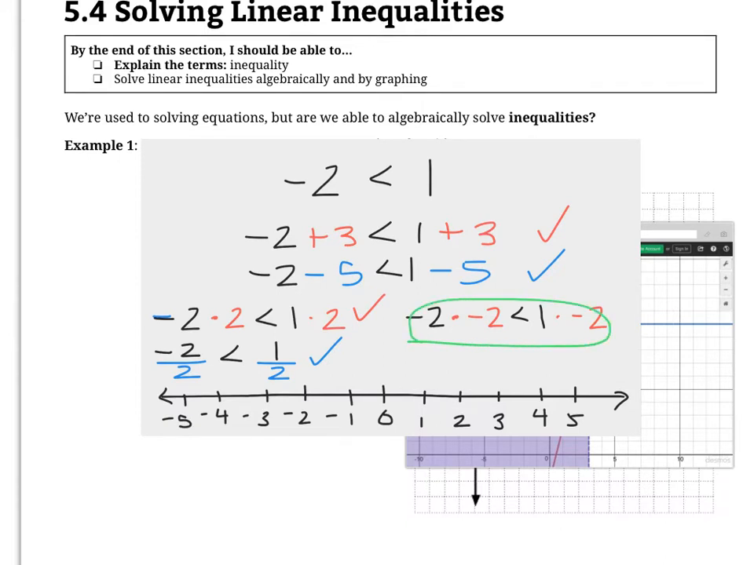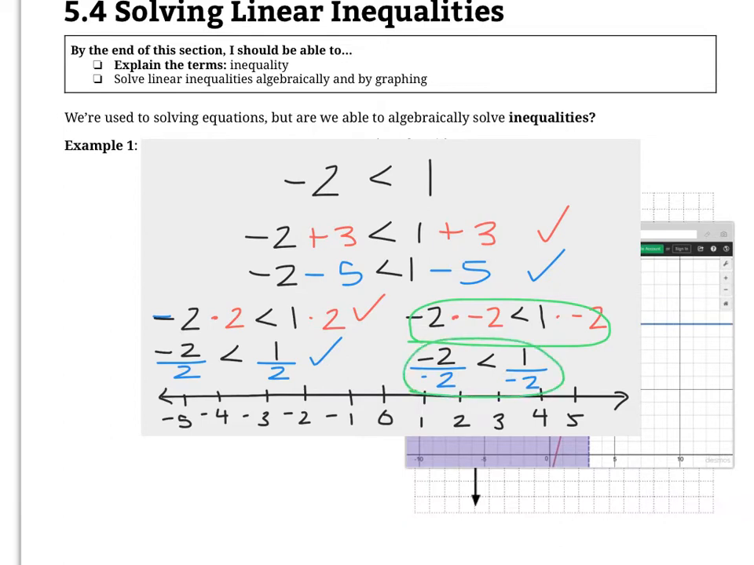Let's try dividing by a negative now. So let's try dividing by negative 2. So I'm going to start with negative 2. I'm going to divide by negative 2. And on the right side we've got 1. And let's also divide that by negative 2. Does this one have the same problem? Well, negative 2 divided by negative 2 is positive 1, less than 1 divided by negative 2, which is negative 0.5. Is 1 less than negative 0.5? No, 1 is greater than negative 0.5. So this is not true.